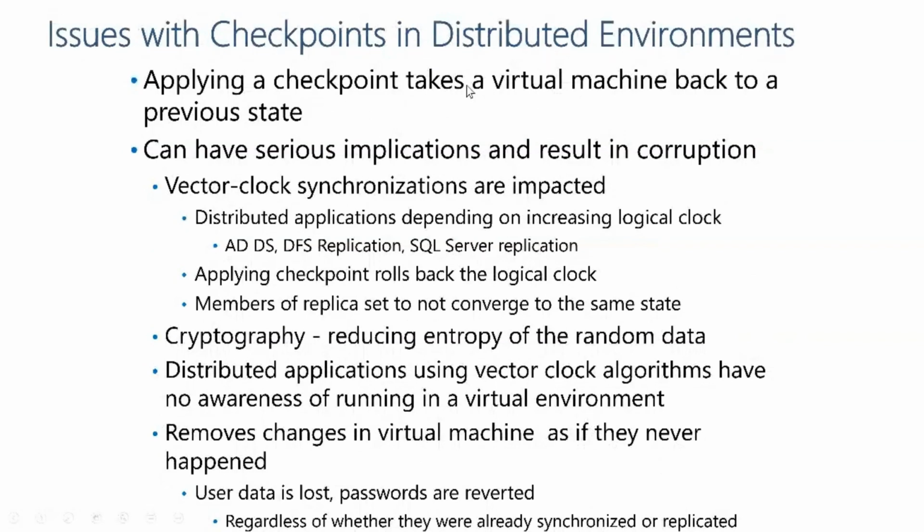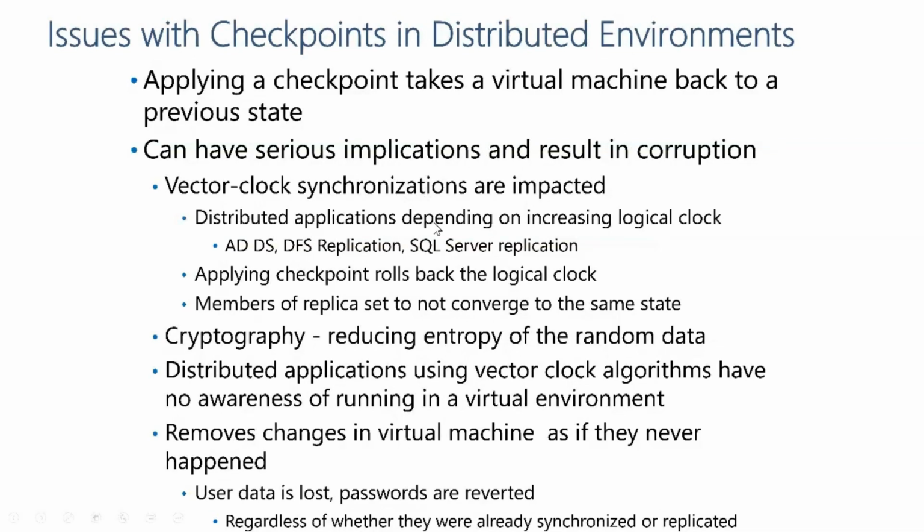Issues with checkpoint. So we sort of talked about this a little bit. When you apply a checkpoint, you're going back in time. One of the things that could be affected is the vector clock synchronization. So basically, if we are all in the same trusted area, what you know and what I know should be exactly the same. What you know of the current time should be exactly the same.